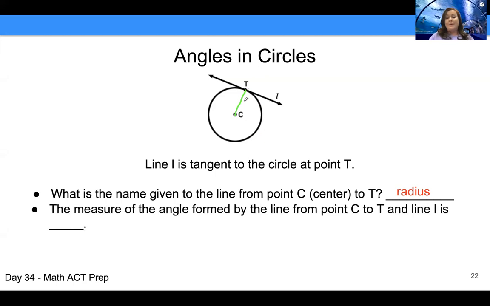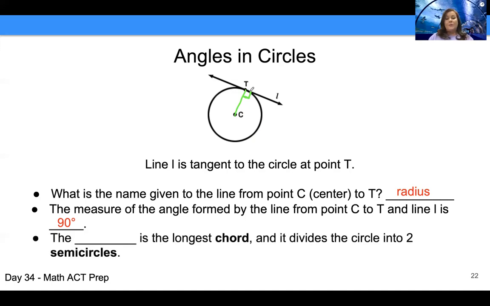Now, what would be the measure formed right here? And I'm kind of giving it away. It's going to be 90 degrees. If a line is tangent to a circle, then when you draw the radius to that point, it forms a 90-degree angle. And instantly when I hear a 90-degree angle, I'm thinking, ooh, right triangles, Pythagorean theorem.